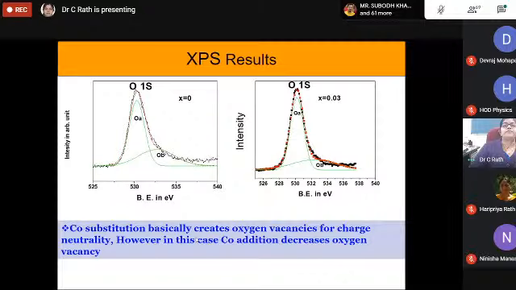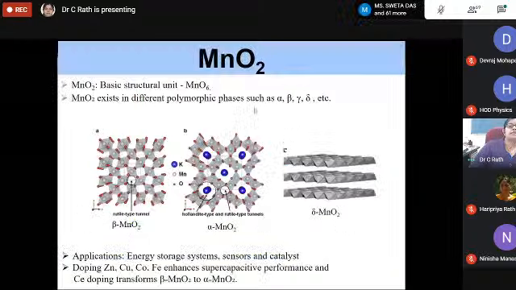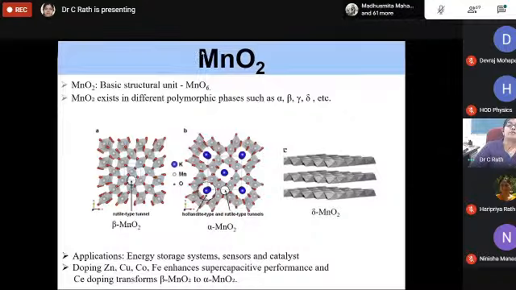Next is MnO2. Recently, one student is working on this manganese oxide. It has polymorphic phases, alpha, beta, gamma, delta, etc. And these different phases of manganese oxide are, in fact, antiferromagnetic. This manganese oxide is very important nowadays because of energy storage, sensors, and catalysts. Doping of zinc, copper, cobalt, iron enhances supercapacitor performance. Cerium doping transforms beta to alpha MnO2. So this kind of study we have done recently.